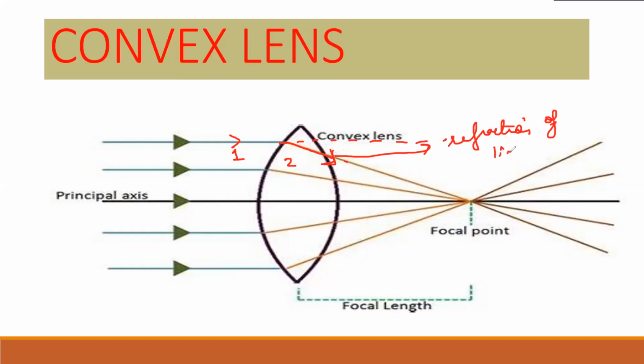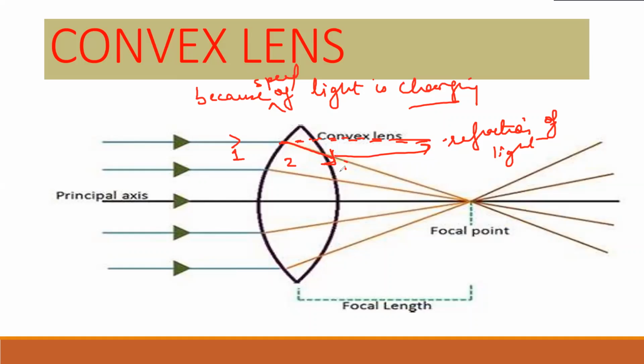Why does this bending take place? Why is light not going straight? Why is light changing its path? Because the speed of light is changing when it is traveling from one medium to another.